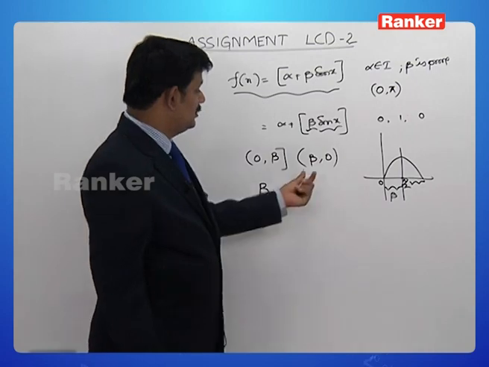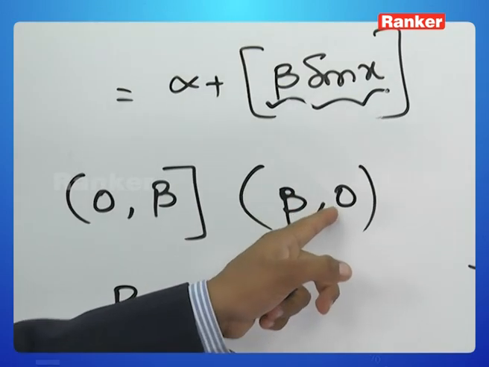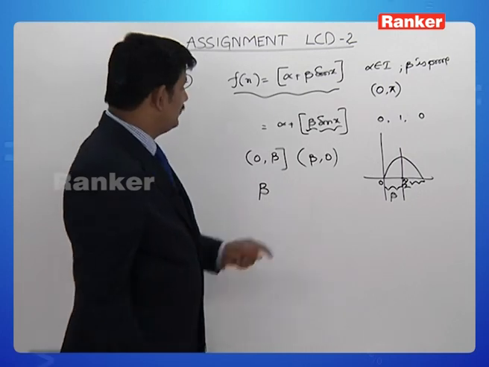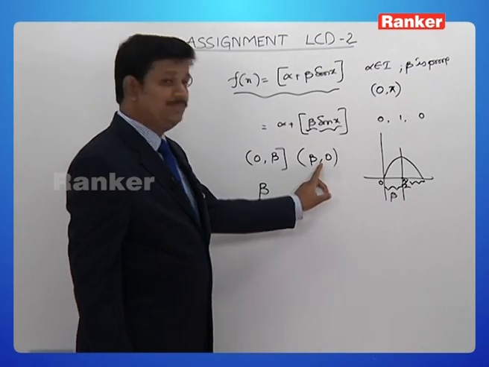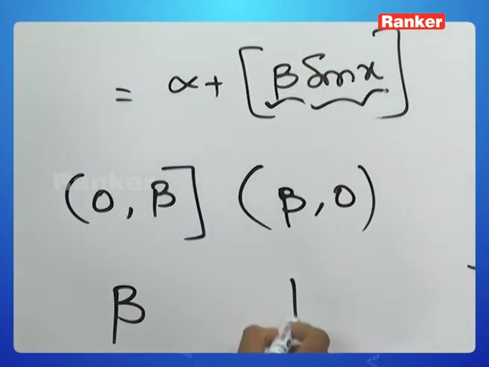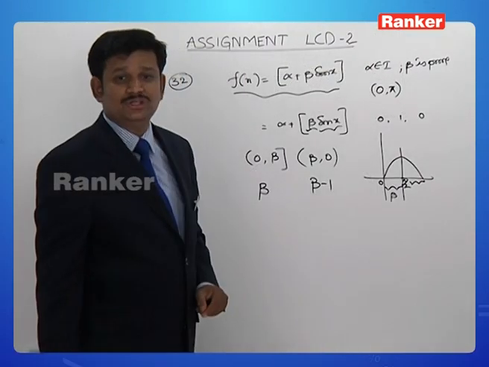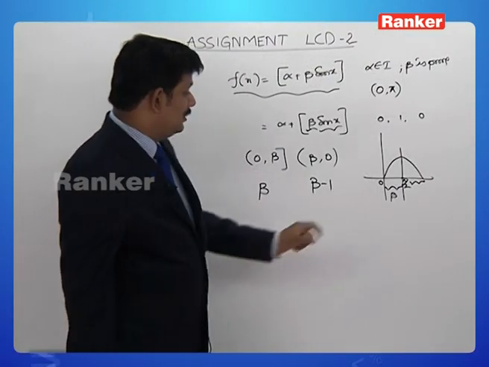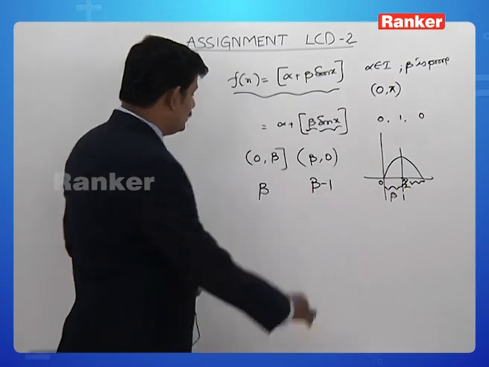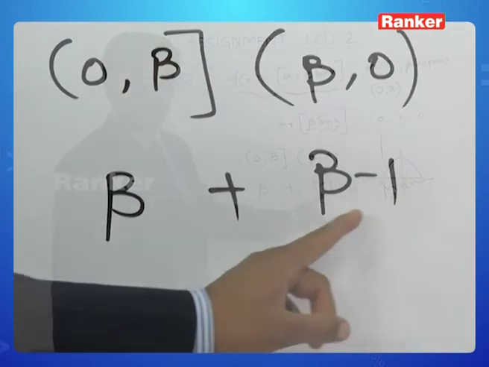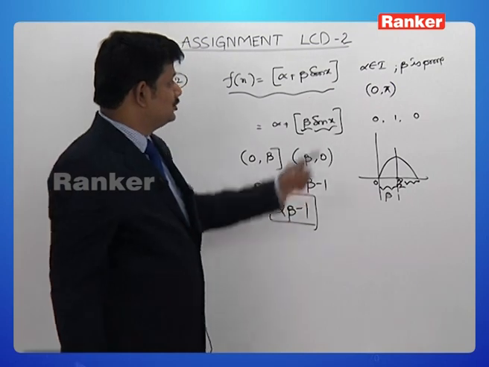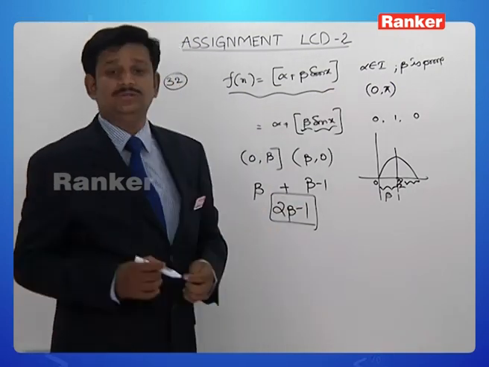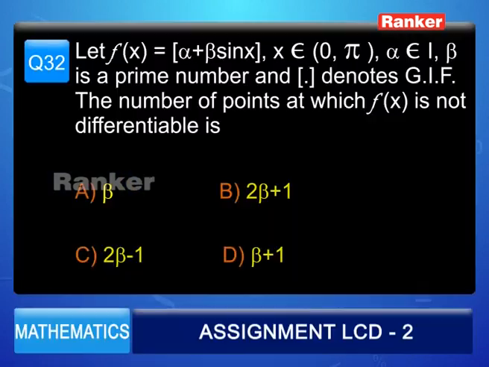Beta is an integer, it is a prime number. How many integer points are there between beta to 0? At every point f of x will be non-differentiable. It is 1, 2, so on up to beta minus 1. So, there are beta minus 1 points of non-differentiability for the function f of x from pi by 2 to pi. So, altogether we can say there are beta plus beta minus 1, 2 beta minus 1 points of non-differentiability between 0 to pi for the function f of x is equal to integral part of alpha plus beta sin x. So, answer is 2 beta minus 1, which is option C.